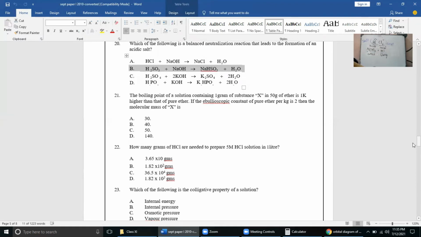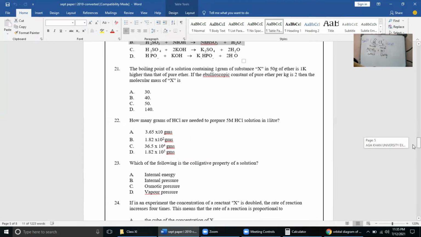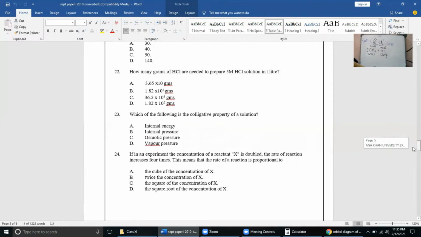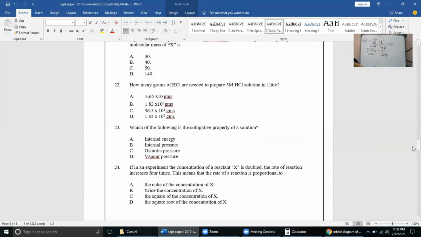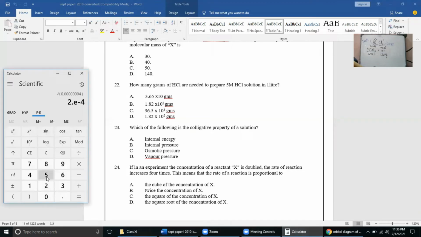Number 21 is related to a chapter which is not included in your exam. Number 22 also, but you can easily solve it. The molarity concept is given. Molarity is an acid-base chapter concept. So here you need to find the mass of HCl which is needed to prepare a 5 molar HCl solution. Molarity is given. Mass you need to find in 1 liter. So here you need to multiply 1 and the molar mass of HCl with 5. Let's see what will be the answer.